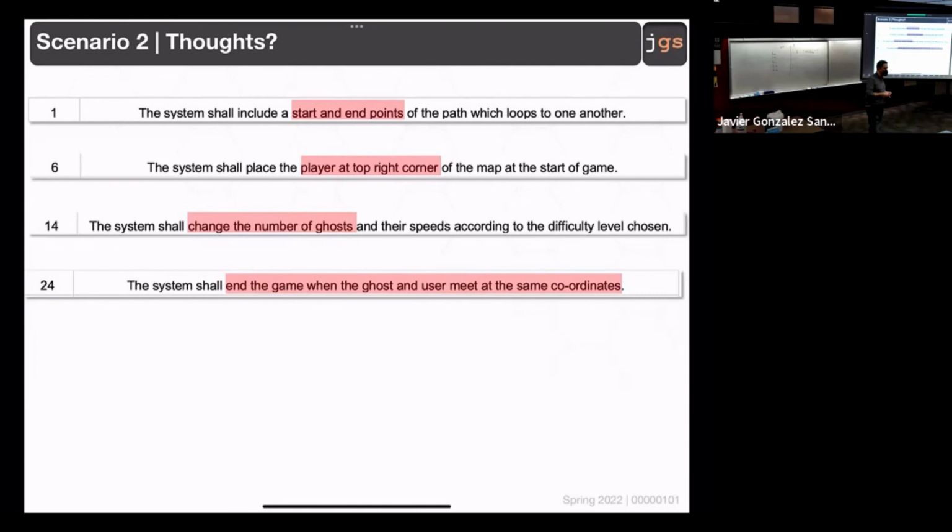Clear? A similar thing is going to happen with speed. To be honest, there is a requirement for speed in Pac-Man.